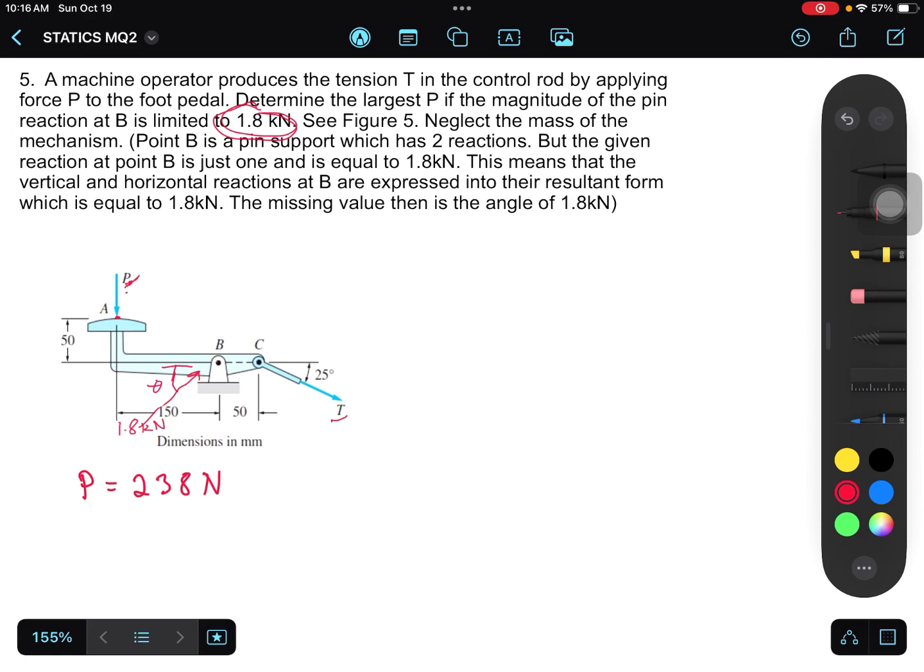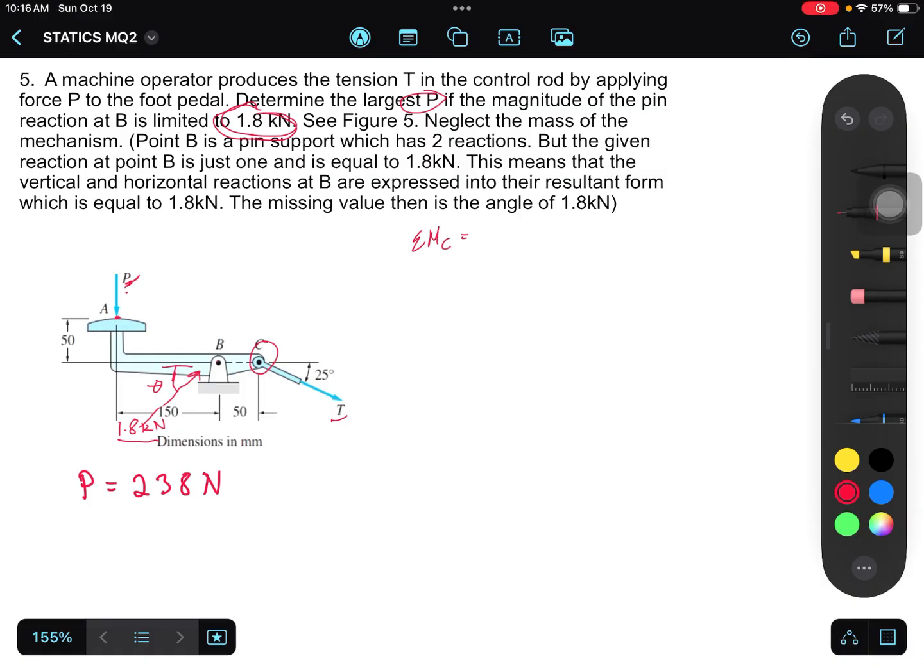So, saan tayo mag-moment na maganda? It's either sa C or sa P. So, ano ang tinatanong nga ba? Ang tinatanong is the largest P. Yung P ang tinatanong na. So, saan ka pwedeng mag-moment? Kung saan magiging involve ang P at ang resultant 1.8. Hindi kay C. So, try natin mag-moment at point C.